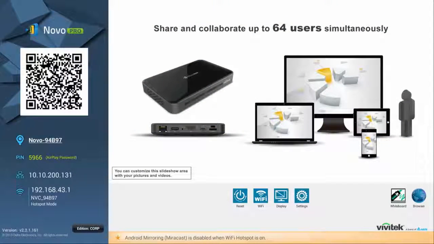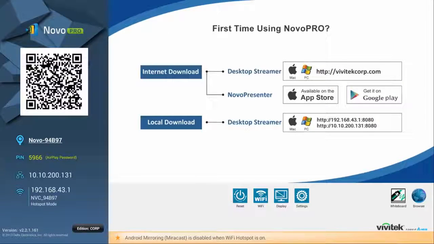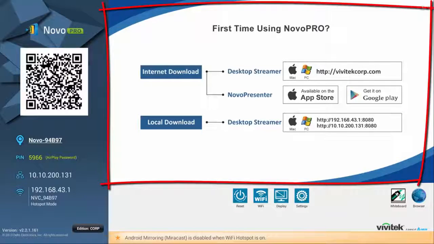When the Novo Pro device is powered up, it will automatically display the home screen. There are three main regions of the home screen. The largest region is a slideshow area that can be customized by users with a company logo and information about the meeting room, such as Wi-Fi credentials.